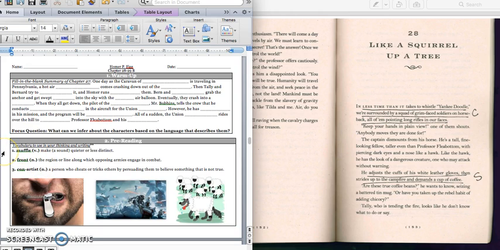Our vocabulary words are muffle, and that's when you make a sound less quiet or distinct. So if you were trying to talk through your lips, like this picture, the sound would be muffled.